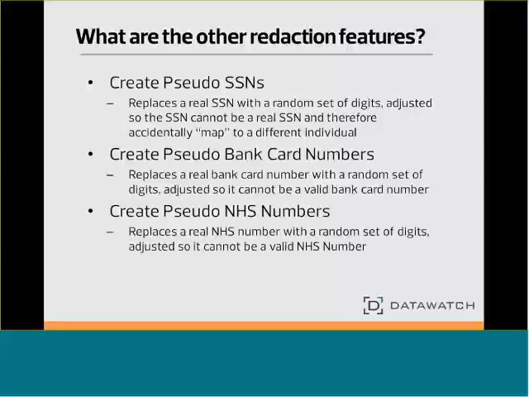So what are the other redaction features? Pseudo SSNs. This replaces a real social security number with a random set of digits adjusted so the SSN cannot be a real SSN and therefore accidentally map to a different individual. Bank card numbers, the same, random set of digits adjusted so they cannot be a valid bank card number. Pseudo NHS numbers, that's the UK Health Service, replaces a real NHS number with a random set of digits adjusted so it cannot be a valid NHS number.